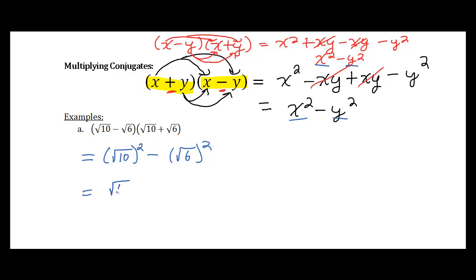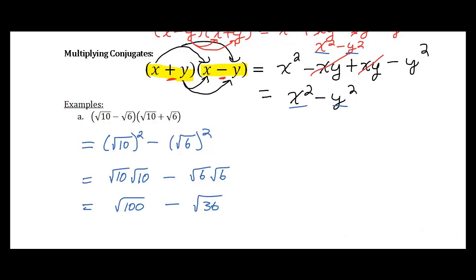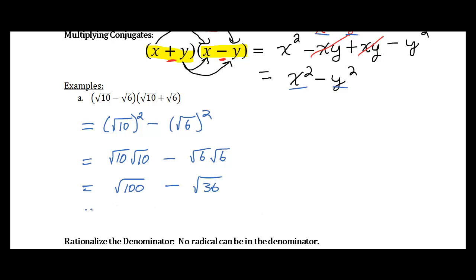Let's just write it out this time. That's the square root of 10 times the square root of 10 minus the square root of 6 times the square root of 6. Well, the square root of 10 times the square root of 10 is the square root of 100, and 6 times 6 is 36, using that property for multiplication when the index is the same. Well, the square root of 100 is 10, the square root of 36 is 6, so I'm ending up with 4.